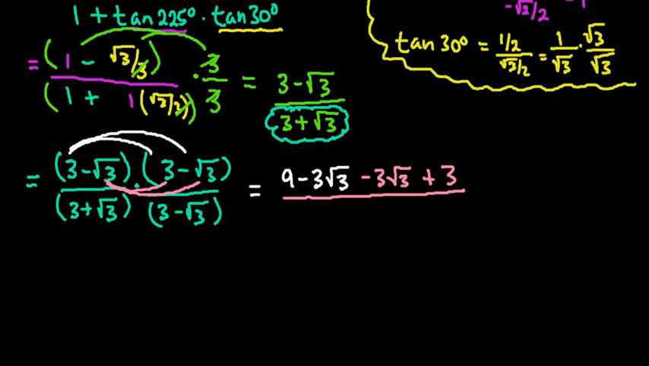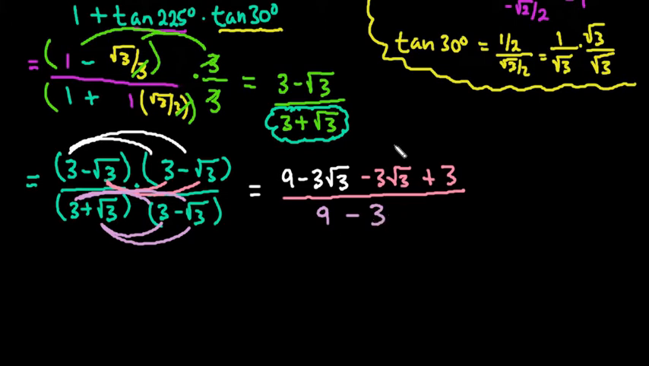All right. In the denominator, I'm essentially doing the same thing. I'm going to take the 3 times 3 and I'm going to get 9. This part right here would give me a negative 3 square root of 3 plus a positive 3 square root of 3, which would just cancel out, so I'm not even going to write it because it will always cancel out. And then square root of 3 times square root of 3 gives me 3.